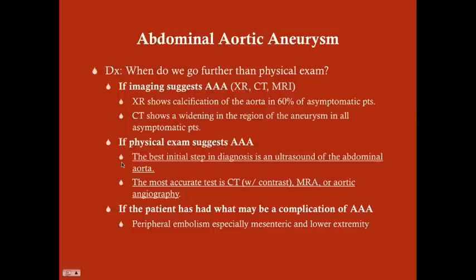Another reason that we go further than the physical exam is, of course, if the physical exam suggests an AAA. So if you feel that widened pulse down in the abdomen, especially if the patient already has risk factors for AAA, then you should start with your imaging. If you suspect AAA, then your best initial step in diagnosis is an ultrasound of the abdominal aorta. And I'm going to show you some pictures of what that looks like. The most accurate test, however, is CT with contrast, or MR angiography, or just traditional aortic angiography.